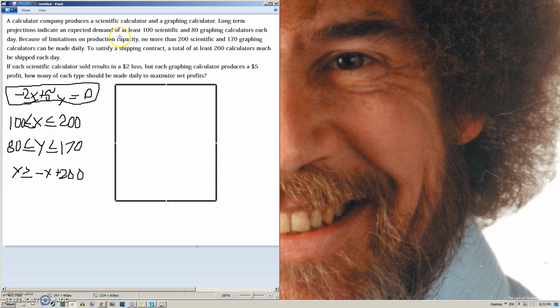And then these are the parameters that were specified up here. So there has to be more than 100 scientific calculators made a day, but there can't exceed 200 made a day, because the dungeon that the wizards are in cannot facilitate that much. And the same for y, got to be more than 80. They can't make more than 170. They just can't do it.